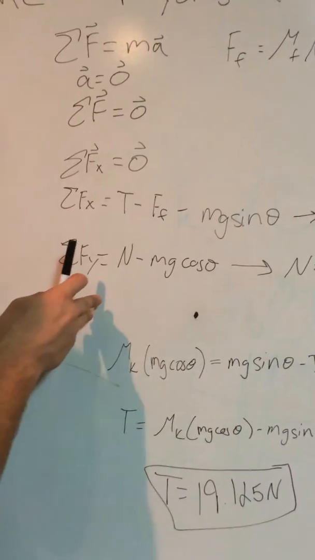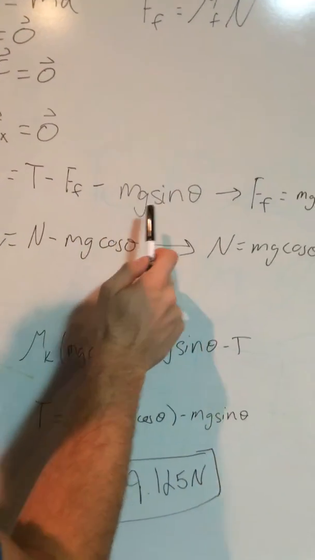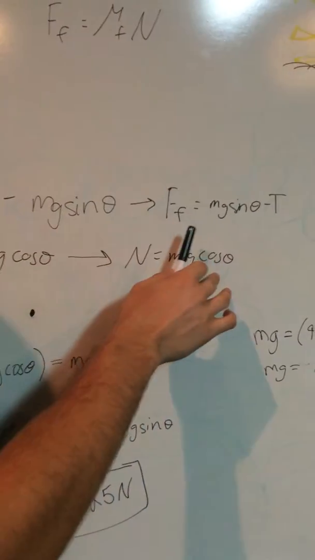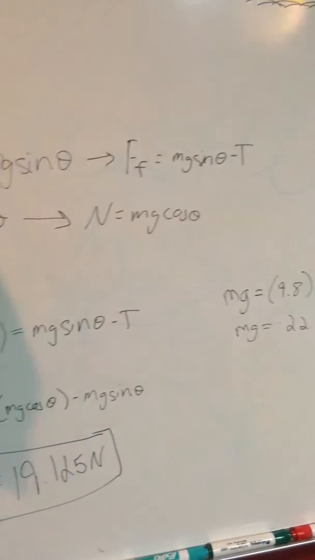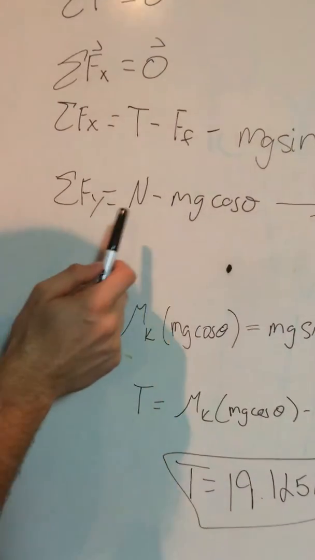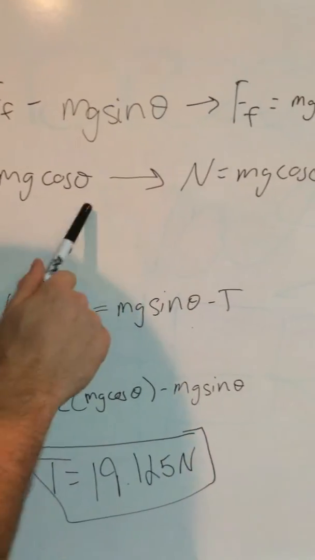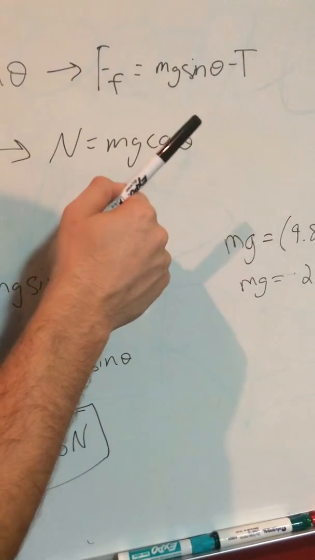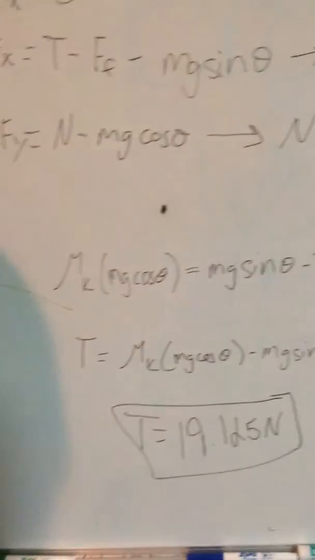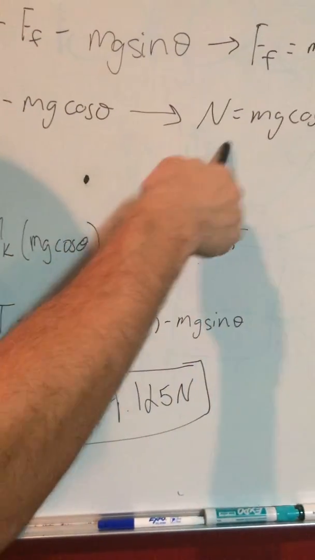So the sum of forces in the x direction is tension minus the force of friction minus mg sine of theta, and we can switch that around to get the force of friction equals mg sine of theta minus T. And the sum of forces in the y direction is the normal force minus the force of gravity times cosine theta, and we switch that around to get the normal force is equal to the force of gravity times cosine theta. So if we want to find the tension, we've got to use these two right here.